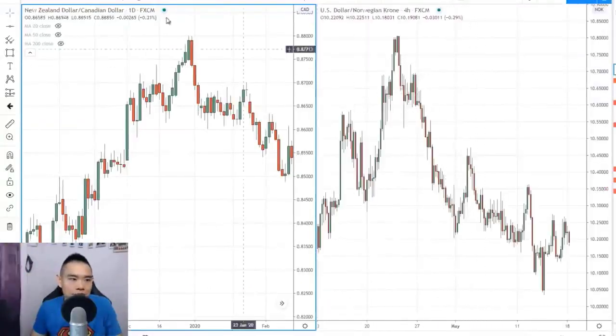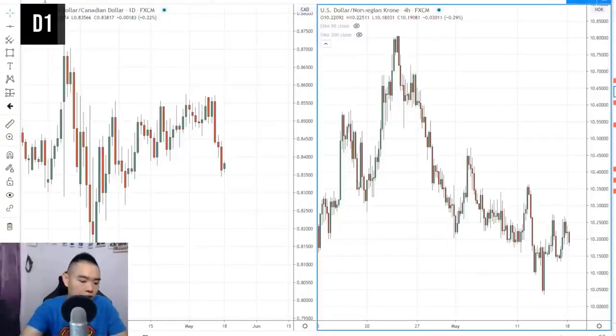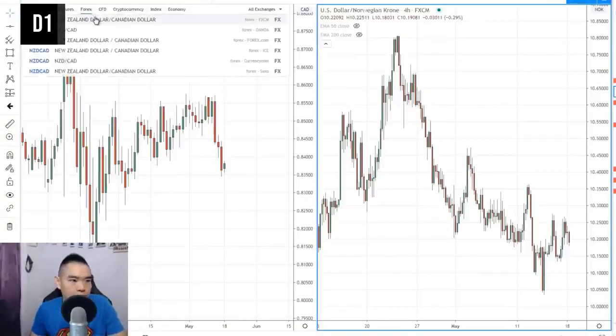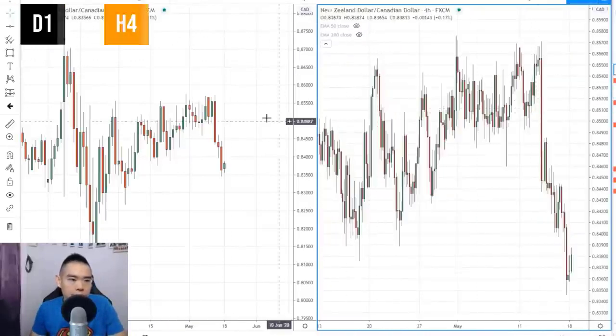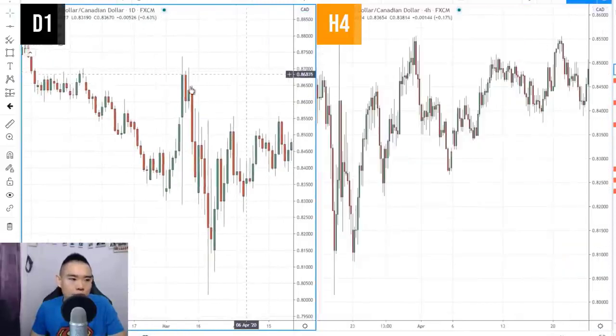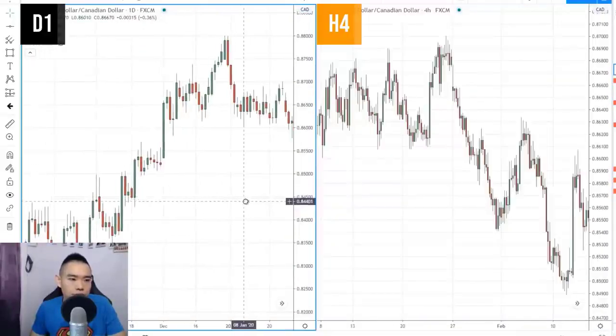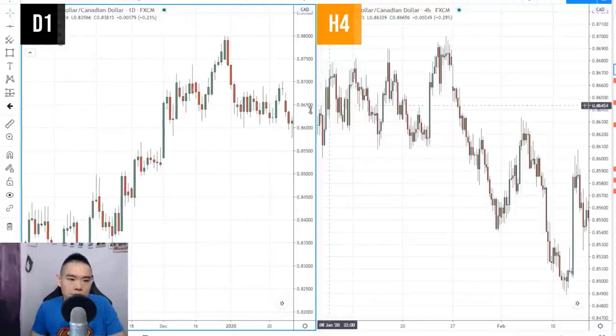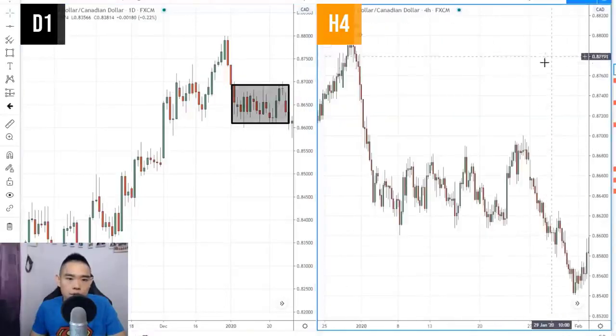Okay, so this is New Zealand Canadian daily time frame. I'm going to change this to New Zealand Canadian 4-hour time frame. Okay, so this is the 4-hour time frame. Now let me just orientate you quickly. So you see over here, this is the build up portion. I'm going to click on this and the 4-hour chart will adjust accordingly. This is it. So over here, you can see the daily time frame, this portion here is equivalent to this portion that you see over here.